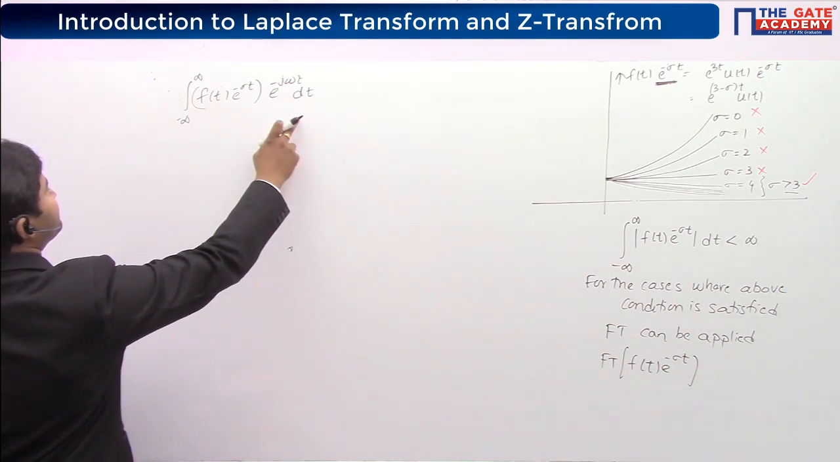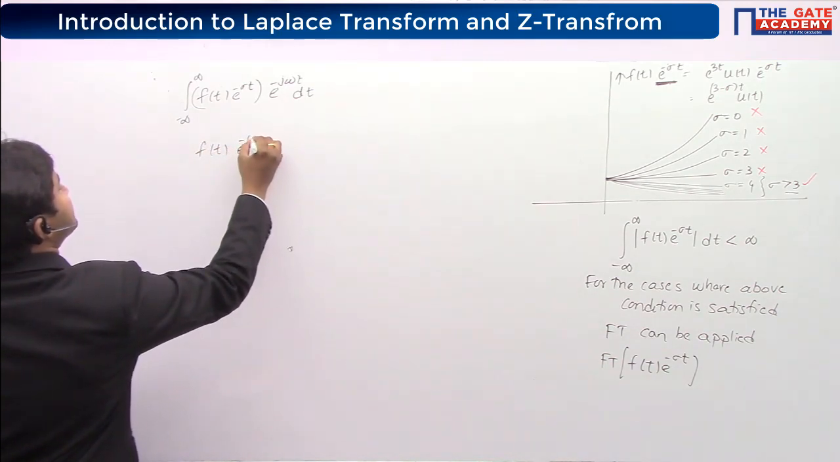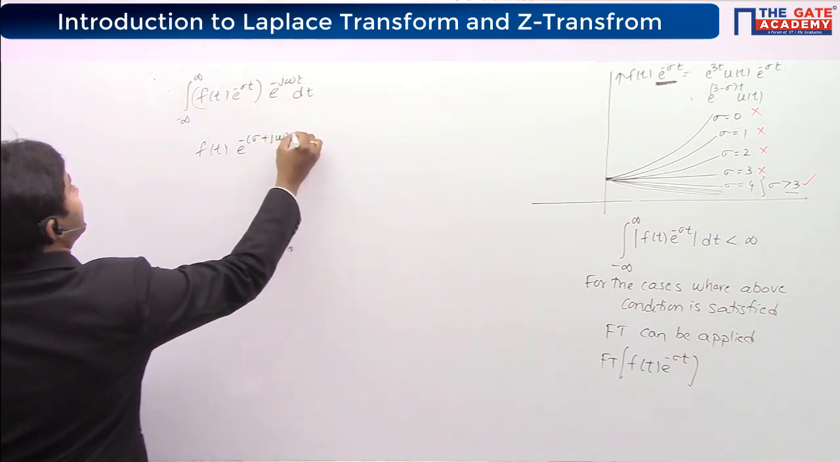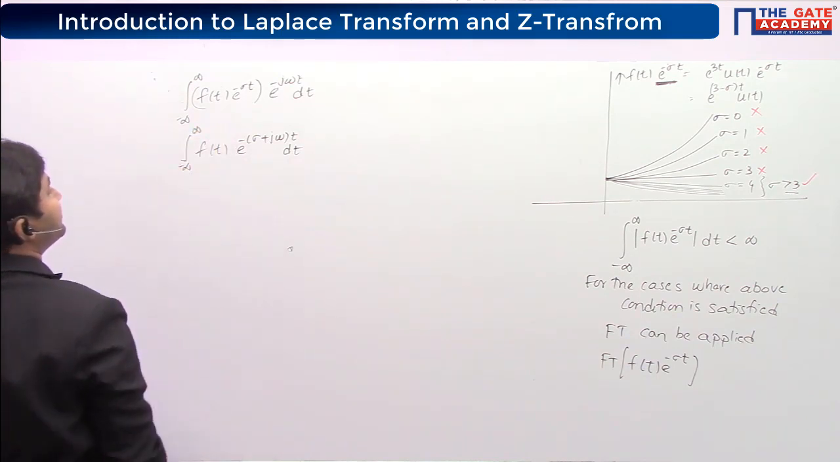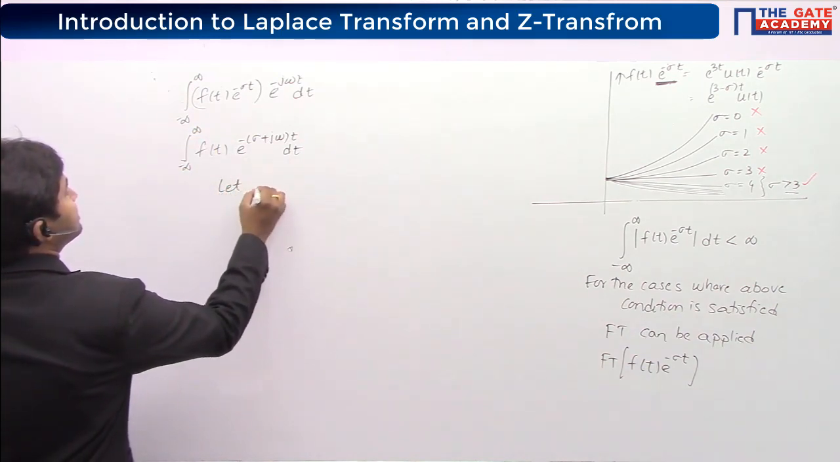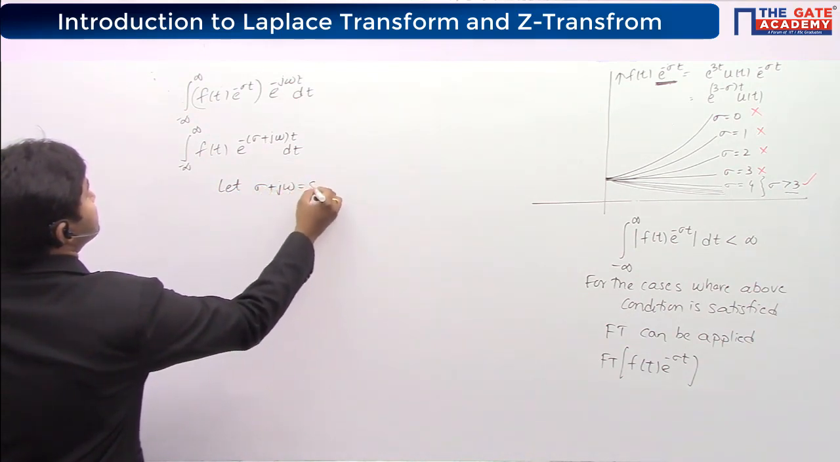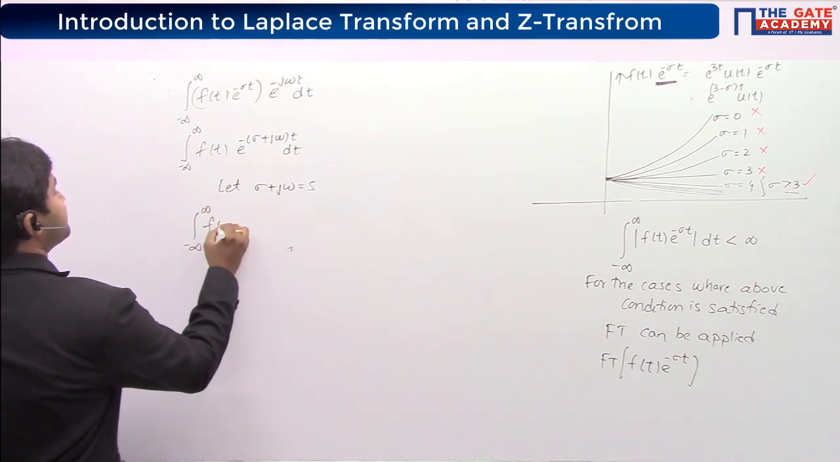So now, f of t e power minus, taking sigma plus j omega as common, multiplied by t dt, with the integral from minus infinity to infinity. So I can consider that sigma plus j omega is equal to s, giving the integral from minus infinity to infinity of f of t e power minus st.